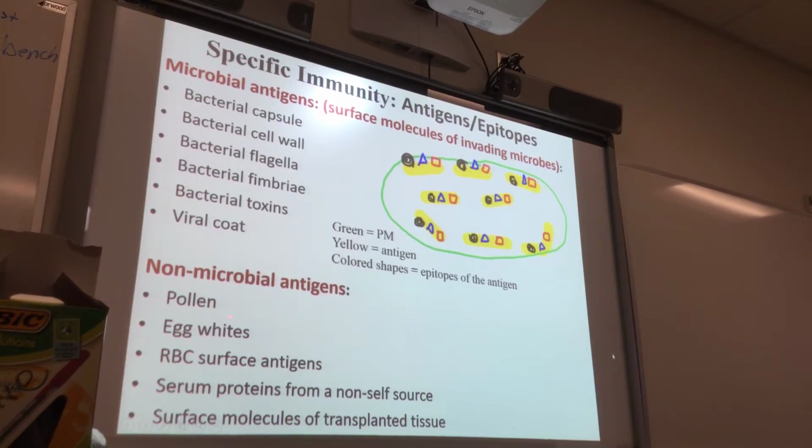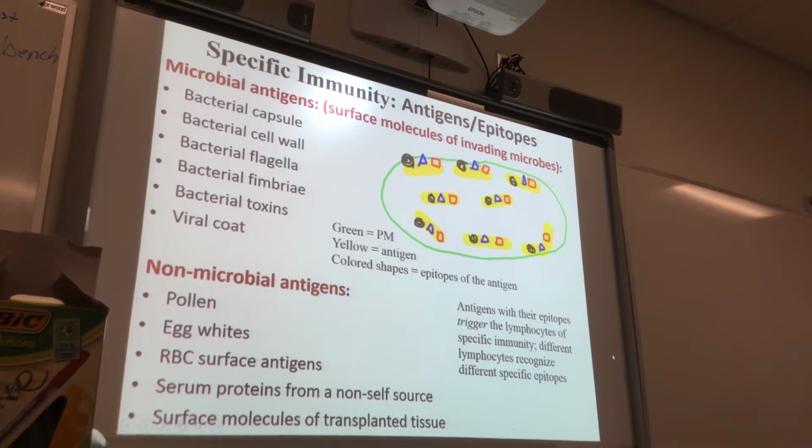And these things are non-microbial antigens. Egg whites, probably some people know that you can't get a vaccination if that vaccine was made in an egg because you're allergic to egg whites. Anybody have that? Know about that? Yeah. There's some protein in the egg white that your body recognizes as a non-self antigen, and your body attacks it. And then you have an immune response that could go awry.